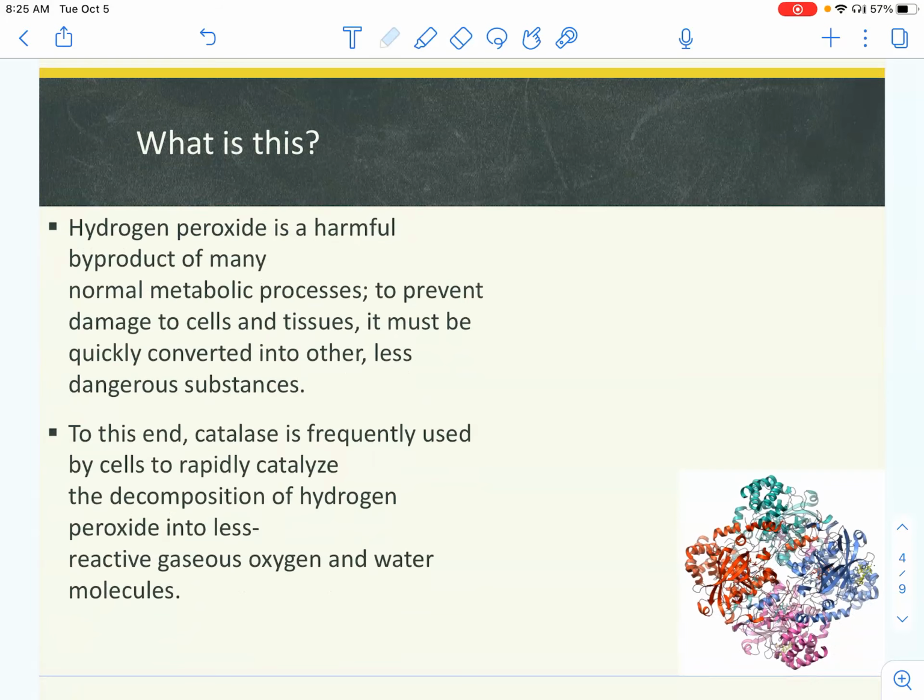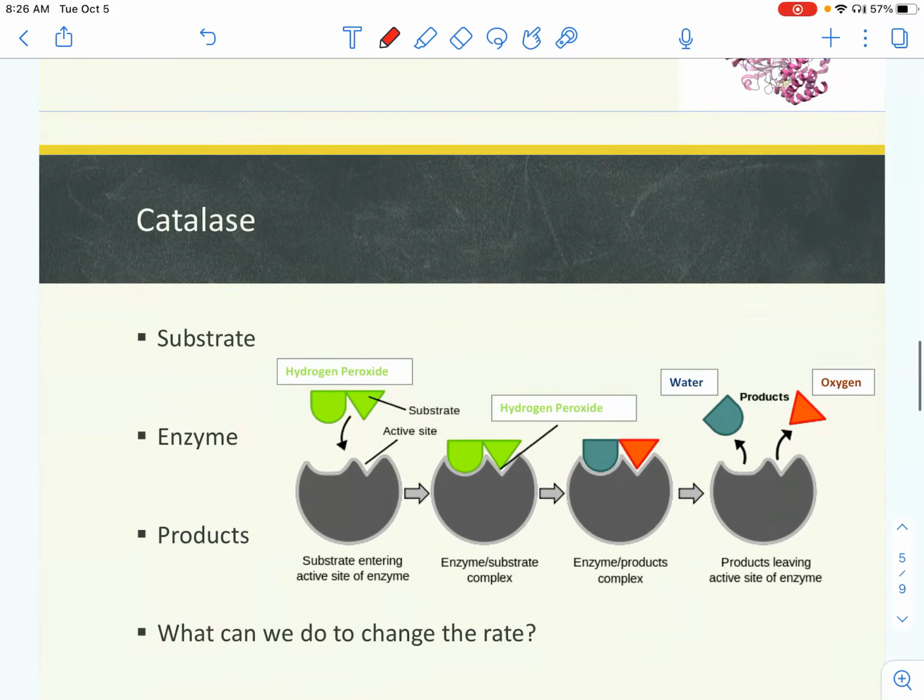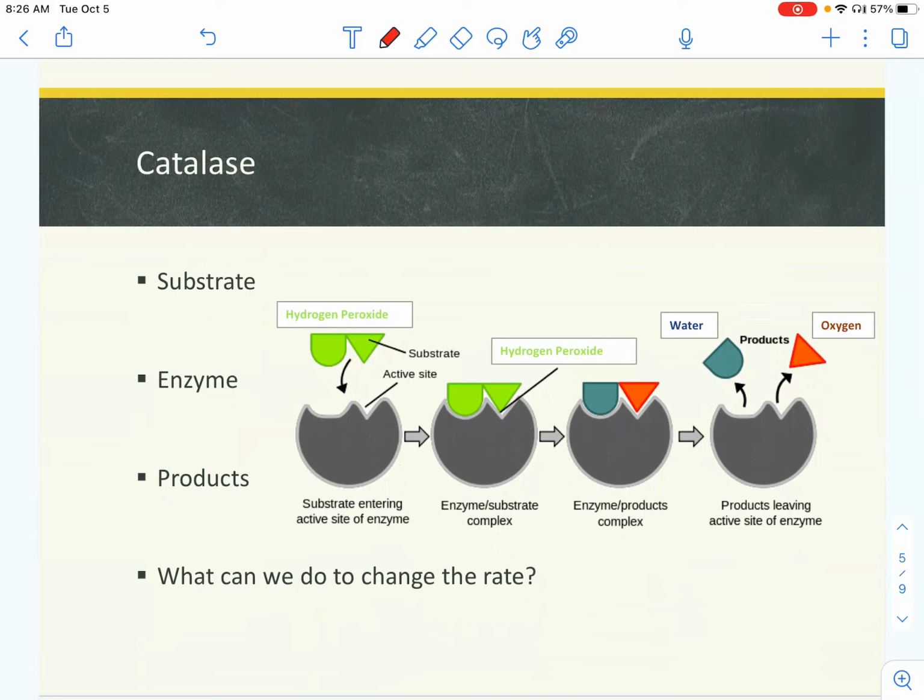So hydrogen peroxide, again, is a dangerous substance. It's from metabolism, so we've got to convert it into other substances that aren't dangerous for the body. So catalase is frequently used by cells to rapidly catalyze, again, this is a catalyst, the decomposition of hydrogen peroxide. So we were investigating catalase in this experiment and what exactly affects its activity level.